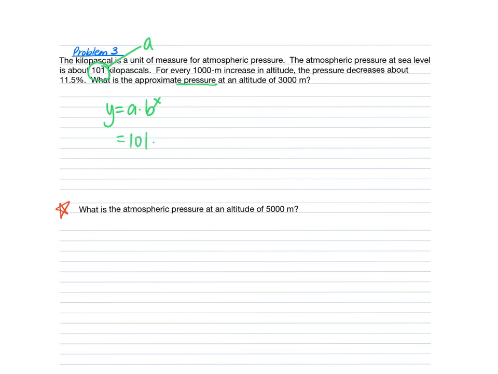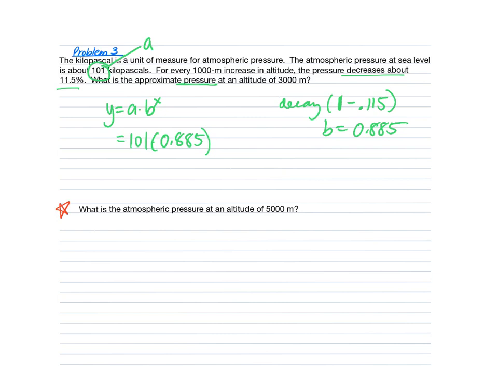Our B is our decay factor. It's going to decrease 11.5%. So remember before, when we were doing population growing, we had 1 plus, and we'd add on a percentage. Here we're actually going to subtract. So our decay factor is 1, what we have, minus what we're losing. And this is a decimal, 0.115. So our decay factor is 1 minus 0.115, which is 0.885.